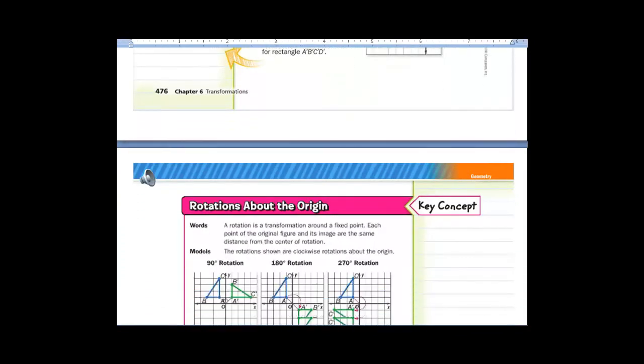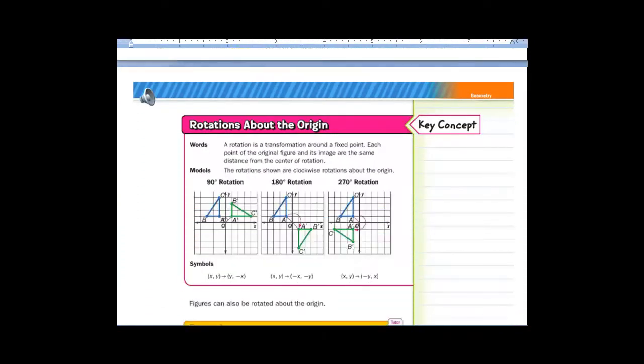Let's talk about rotations about the origin. So until now, we've had one fixed point of the figure. Now they don't want you to have one fixed point of the figure. They want you to take the whole graph and move it. This would be a good time to turn your paper. If it's a rotation about a point, that would be a good time to just kind of cock your head to the side and see what it looks like.